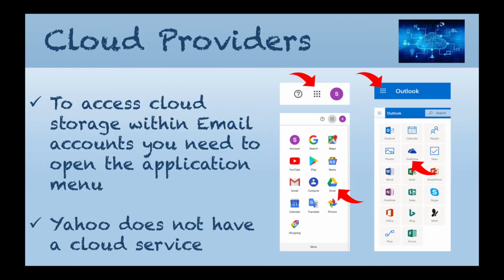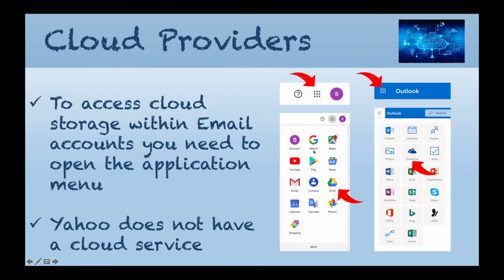Now to access your cloud storage within your email account, you need to open the application menu. These two examples here are from Gmail and Outlook. If you go onto your Gmail account or Outlook account, you will see the little nine dots on the top right hand corner with Gmail and the top left hand corner with Outlook. If you click on those nine dots, which look a little bit like a calculator, these menus will pop up.